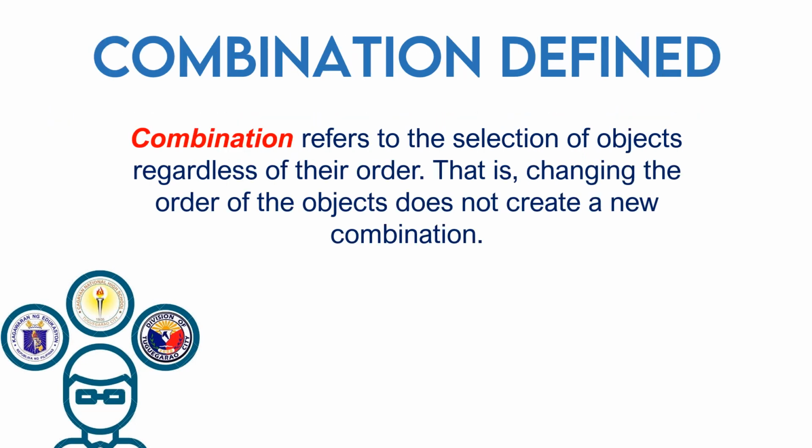So what do we exactly mean when we speak about combination? When we speak of combination, class, we refer to the selection of objects regardless of their order. So this differentiates permutation from combination. For permutation, order is very important, but for combination, order is not given importance. That is, changing the order of the objects does not create a new combination. So, regardless of order, when we talk about the same objects taken from a group of objects, that does not create a new combination.